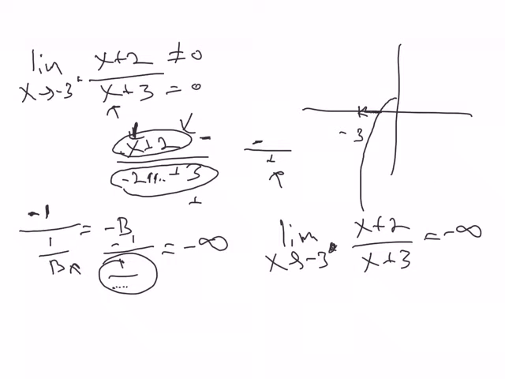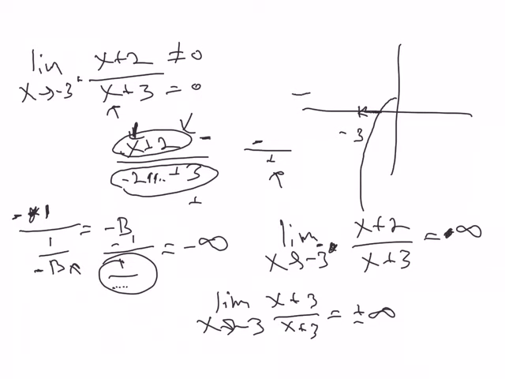If this was negative, this would still be negative, but this would also be negative, so your negatives will cancel. And if you just ask the question, what's the limit as x goes to negative 3 of x plus 2 over x plus 3, the answer is undefined, because it's plus and minus infinity, because it's going to do something like this.